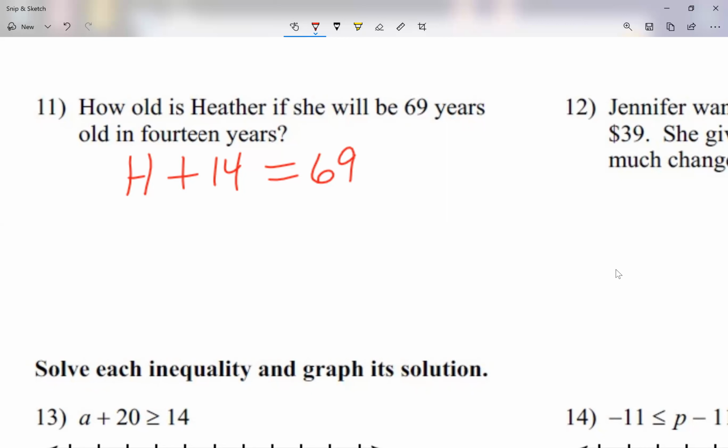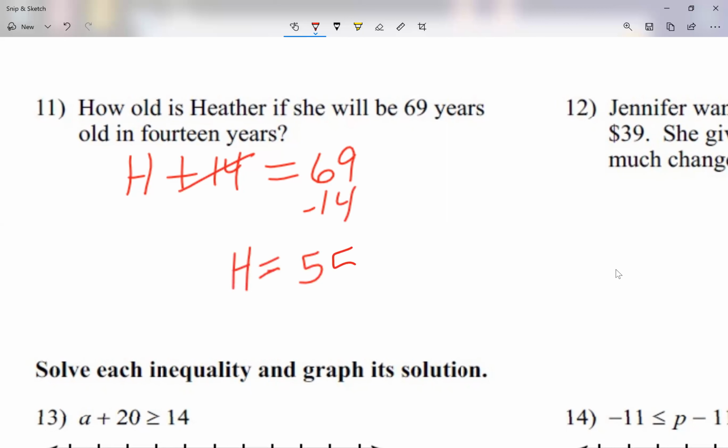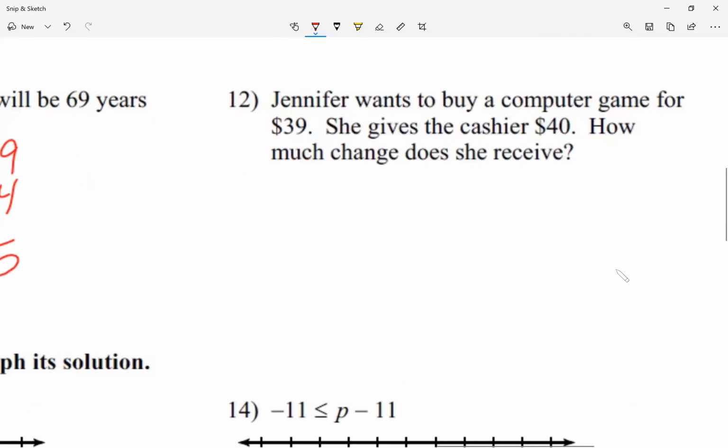So what's age? My plus 14, let me move it over as a minus 14. So Heather right now, let's see, 69 minus 14 is 55. So Heather right now is 55. Notice I wrote it in algebraic, right, using symbols. And then I solve for the letter. I'm going to use letters that make sense with the story.